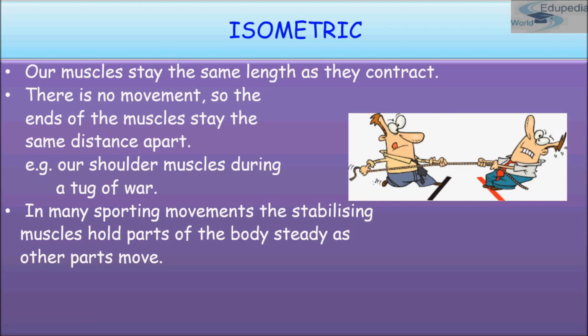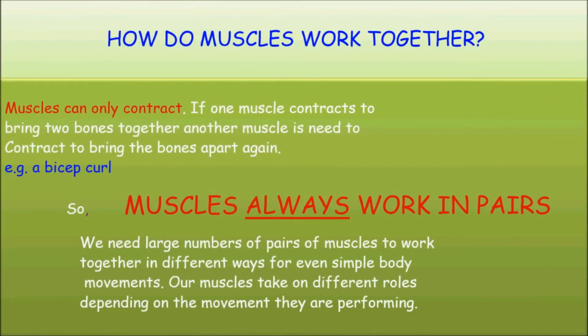Now, how do muscles work together? Muscle can only contract. If one muscle contracts to bring two bones together, another muscle is needed to contract to bring the bones apart again. For example, a bicep curl. So, muscles always work in pairs. We need a large number of pairs of muscles to work together in different ways for even simple body movements.